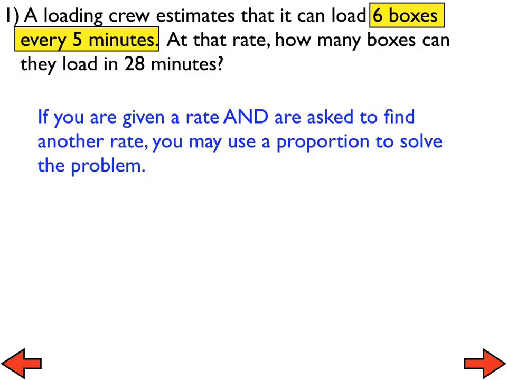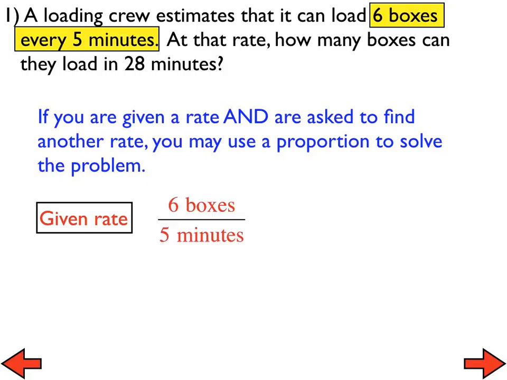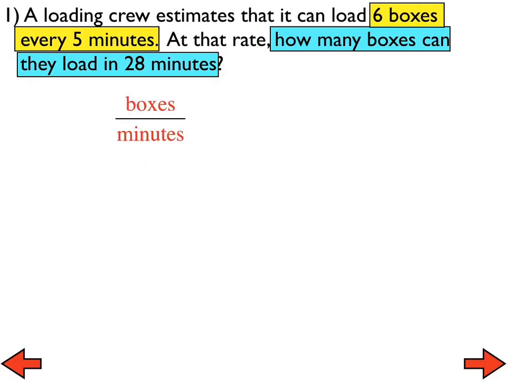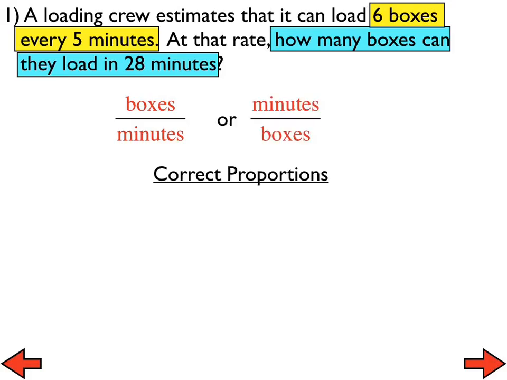So we can use a proportion to solve this problem, and the given rate is the yellow one that I highlighted. And most of you did write boxes on top, which is good. I just labeled it just to make sure my other ratio is also boxes on top. If you wrote minutes on top, it's fine as long as your other ratio also has minutes on top. Okay? So there are a few ways that would be correct to write this. We can have boxes on top or minutes on top. So you can write it like this, which most of you did.